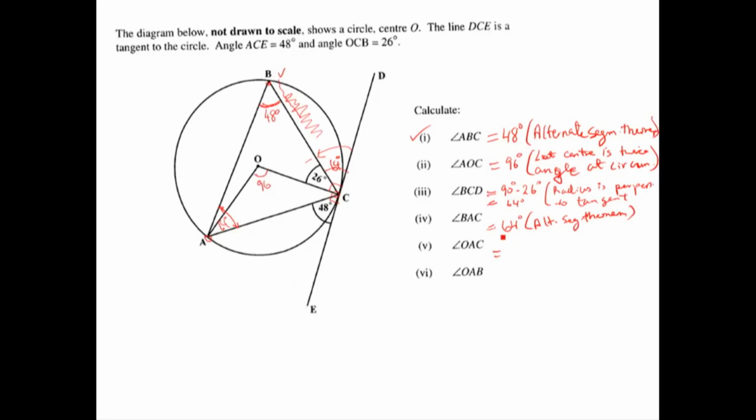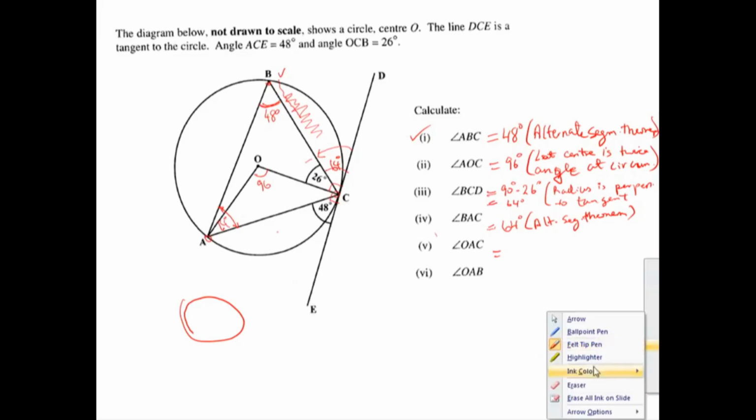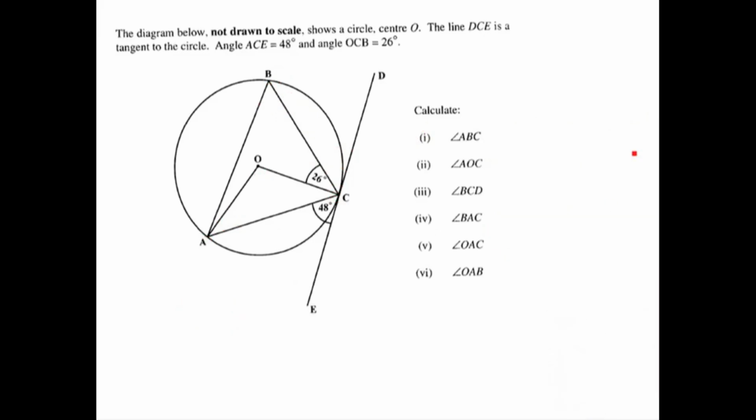Now we're down to angle OAC. To find angle OAC is a little easy as well. Let me draw a circle down here. I think I need to do that a little better. Okay, everything just disappeared, so let's go over this again quickly.